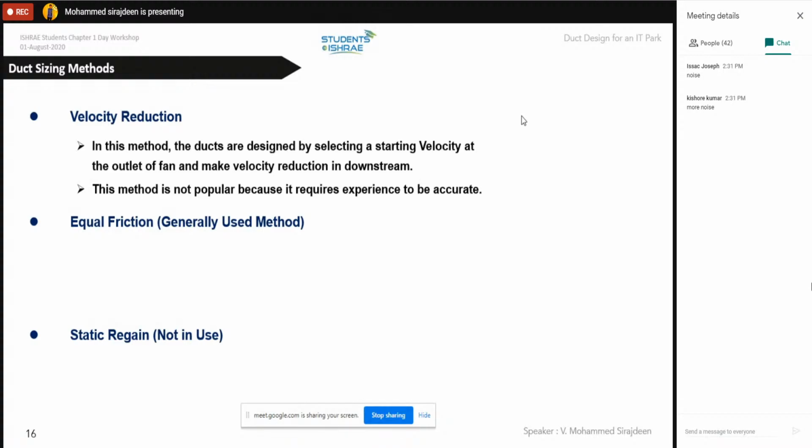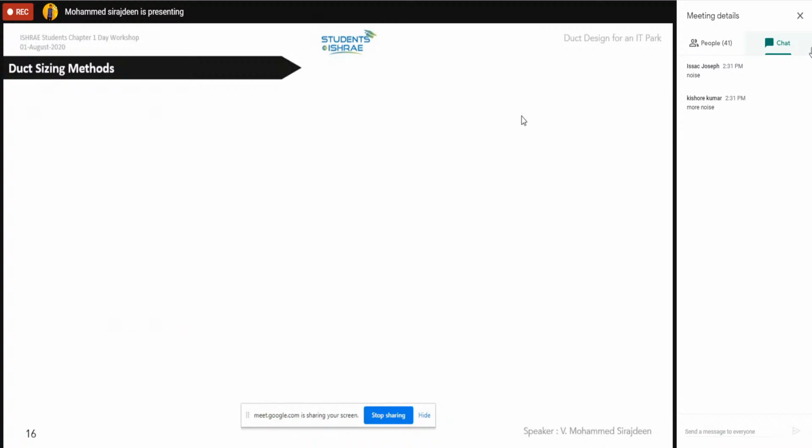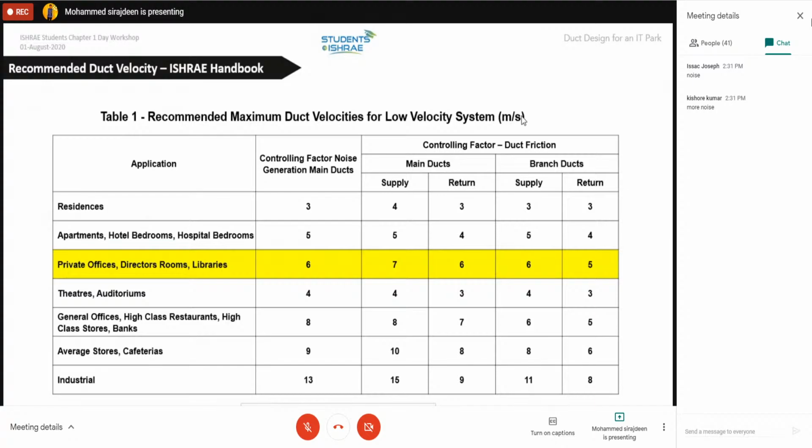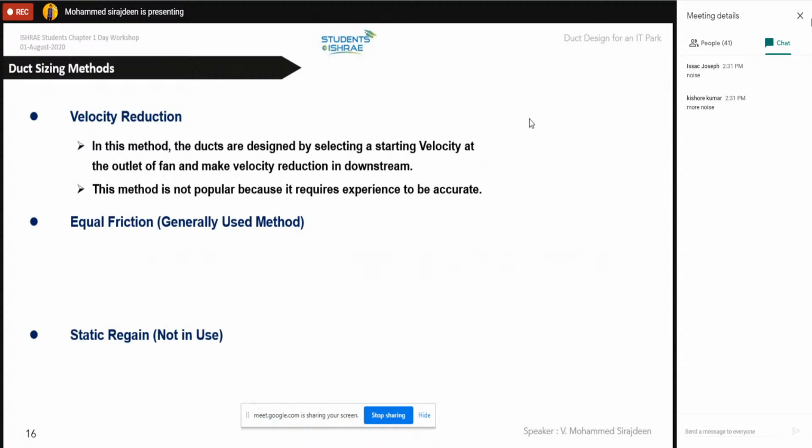Okay, what is the velocity reduction method? The AHU outlet will generally be 12 meter per second. Okay, 12 meter per second is like 2300 fpm. If such a high velocity is passing inside the duct initially, we have to reduce the duct velocity as per ASHRAE recommendations. So if you are looking at office space, the recommended velocity for the main supply duct is 7 meter per second. So we need to design for 7 meter per second velocity.